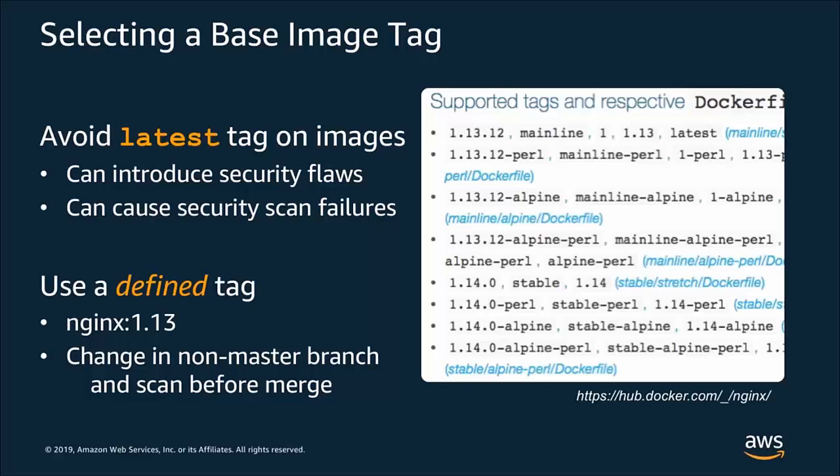Once you use a defined tag such as nginx 1.13, and then you're finally ready to move up to 1.14, you change that inside of your pipeline, which will automatically configure the next build. This gives you a chance to catch any operational errors and ensure that you're security compliant before moving this into production.